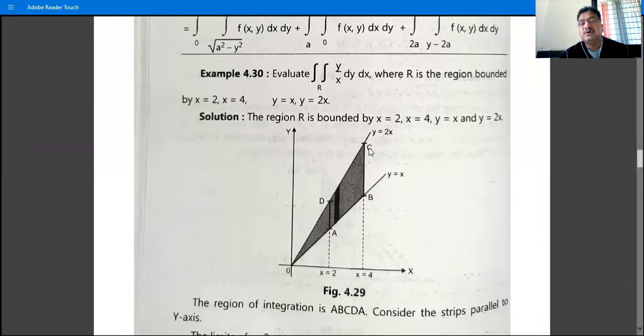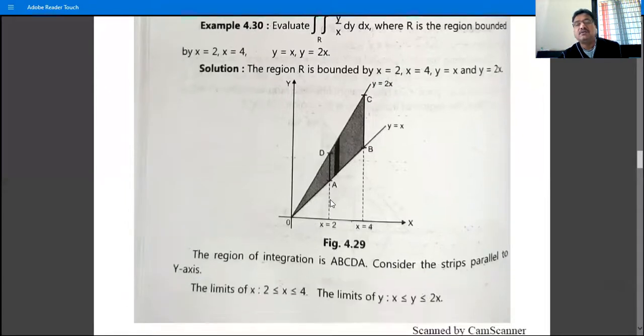Then what are the coordinates of point C? X is equal to 4. If you substitute x is equal to 4, then y is 8. So the coordinates of point C are 4, 8. And what are the coordinates of A? A is the point of intersection of y is equal to x and x is equal to 2. So if x is 2, then y is 2. So 2, 2 are the coordinates of the point A. And what are the coordinates of point D? Y is equal to 2x. Substitute x is 2, then y is 4. So 2, 4 are the coordinates of point D.